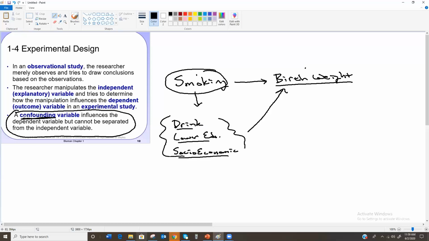This is actually a very interesting topic that you could probably spend 2 or 3 weeks talking about it alone. But does everybody kind of understand that general idea of what a confounding variable is?